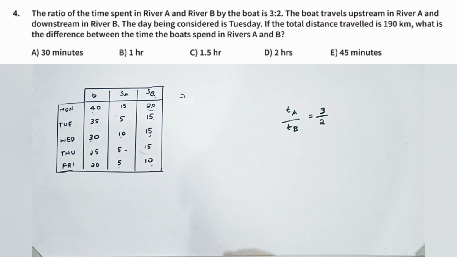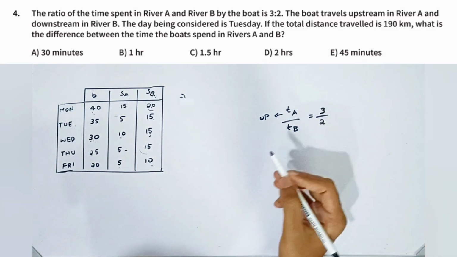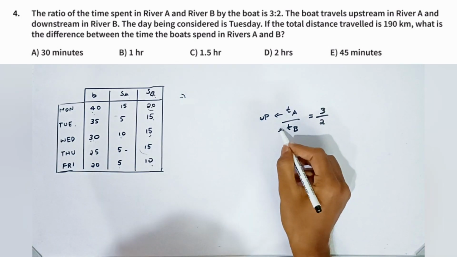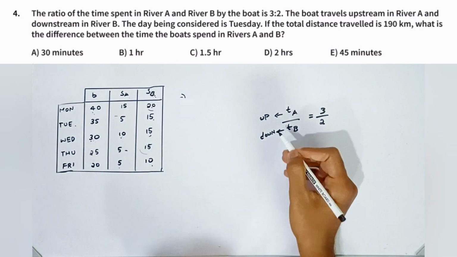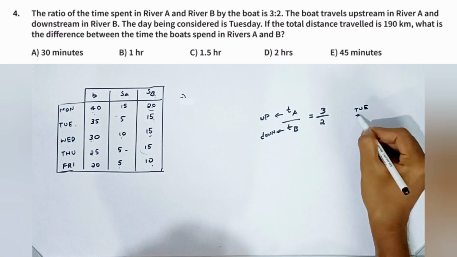The boat travels upstream in river A, which means here it is upstream, and downstream in river B, which is nothing but downstream. And the day being considered is Tuesday. So we have to consider Tuesday.